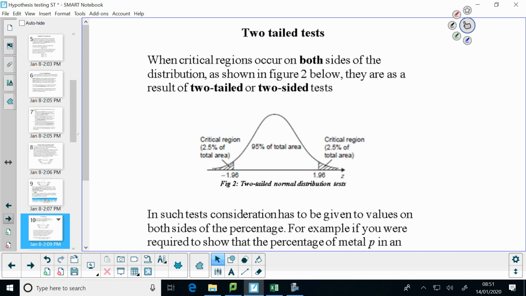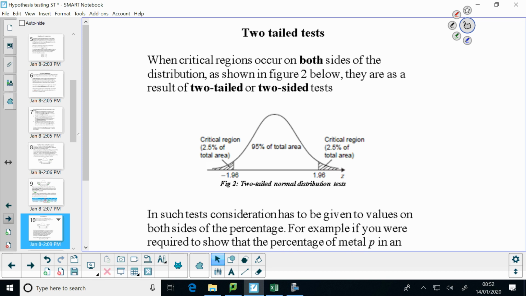So, we've already mentioned this, but two-tailed tests, when a critical region occurs on both sides of the distribution, as shown in figure 2 below, are the result of two-tailed or two-sided tests. So your null hypothesis is interested in data greater and less than that of the null hypothesis.